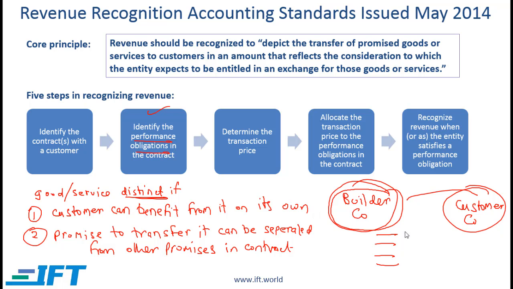In the example that I just gave, which comes from the curriculum, this condition is not met because the contract is to construct a commercial building. And if that is the contract, then these specific items like pre-construction engineering cannot be separated from other promises in the contract. Therefore, these items do not in and of themselves represent performance obligations.